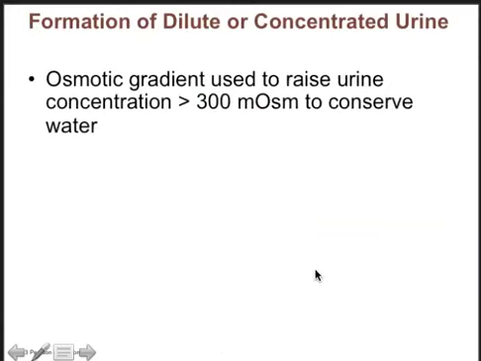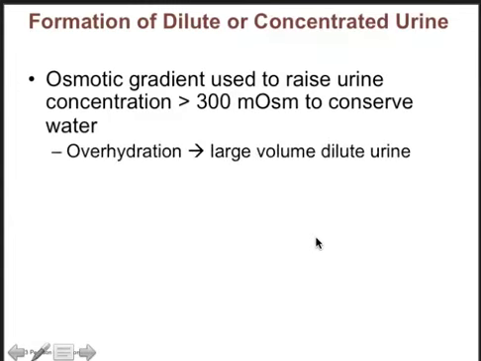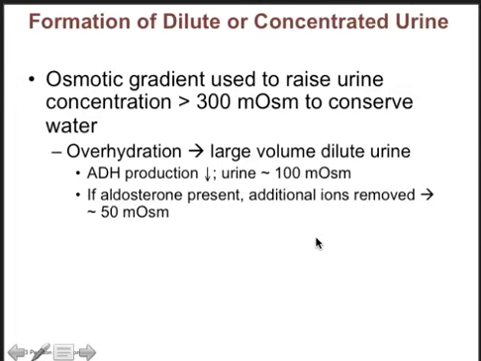Okay, so how do we form dilute or concentrated urine? The osmotic gradient used to raise urine concentration is greater than 300 milliosmoles in order to conserve water. If we have overhydration, we make large volumes of dilute urine. ADH production is reduced, and the urine has an osmolarity of about 100 milliosmoles. If aldosterone is present, additional ions are removed, and we can get down to 50 milliosmoles. At this point, the urine almost looks clear.